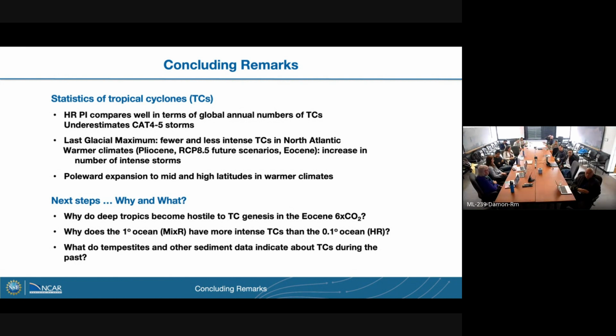Next steps, we really want to understand why and what. So why did the deep tropics become hostile to tropical cyclone genesis in the Eocene at 6 times carbon dioxide? Why not so at 3 times? Why does the 1 degree mixed-layer run have more intense tropical cyclones than the 10th degree? And of course, we really want to tie this to what records could be available that might indicate things about tropical cyclones during the past.